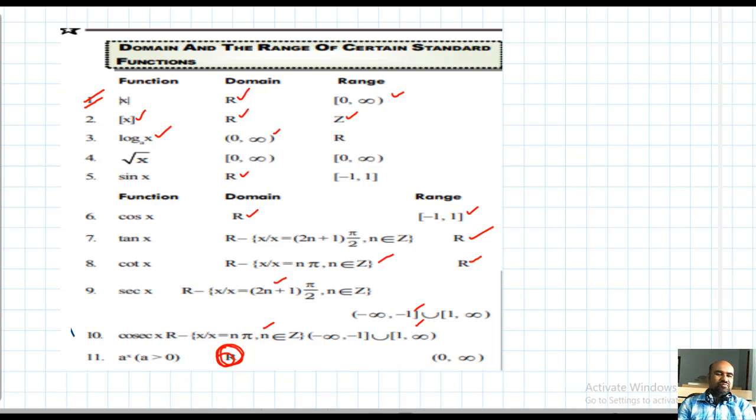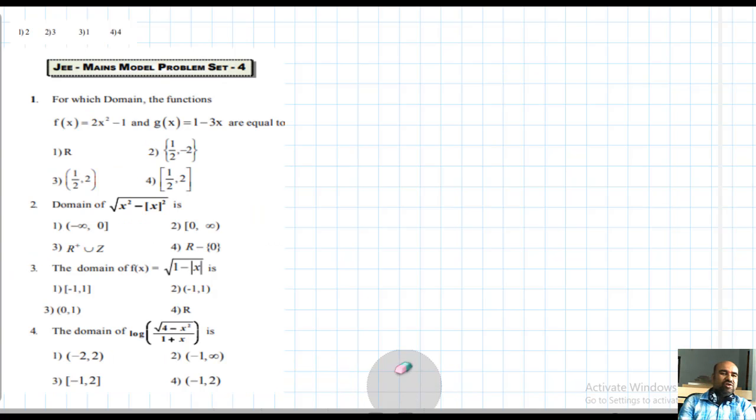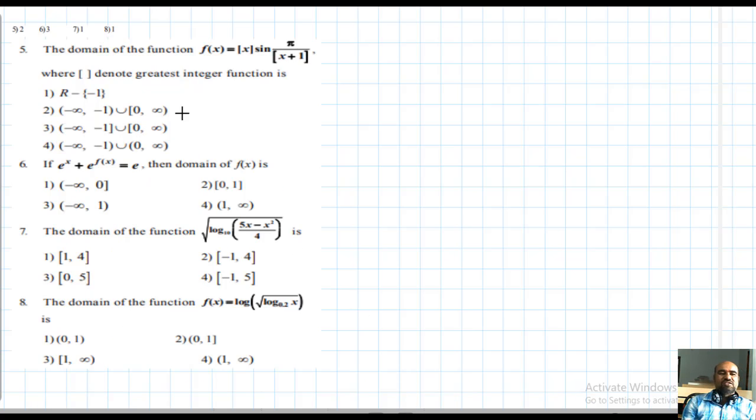Okay students, inverse trigonometric functions are not yet started. After completion of that, I will explain the domain and range of inverse trigonometric functions. Today I am going to explain some problems based on JEE Main Model Problem Set 4. Some of them were already explained in previous parts, I don't want to explain those problems again. First problem already explained. Second problem also explained. This is the answer. Third problem also explained. Fourth also explained. So fifth onwards I want to explain here.